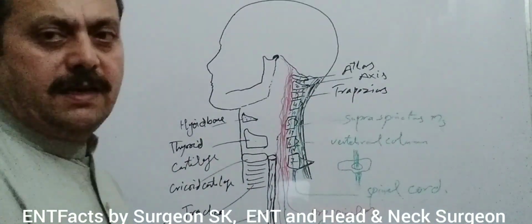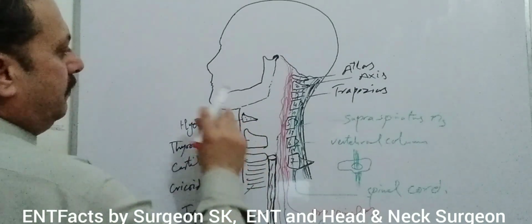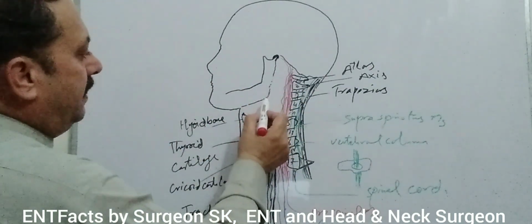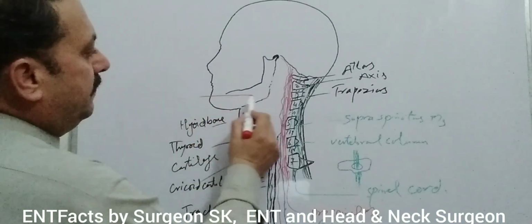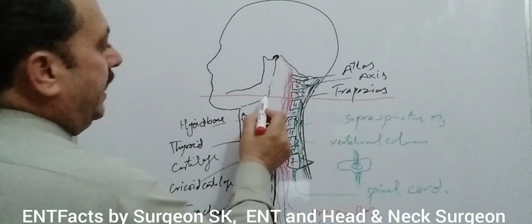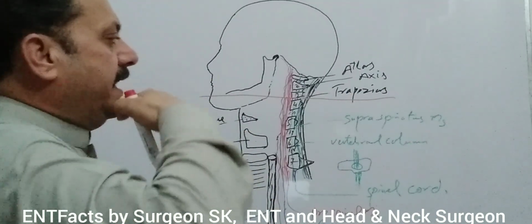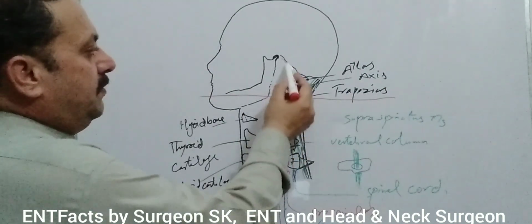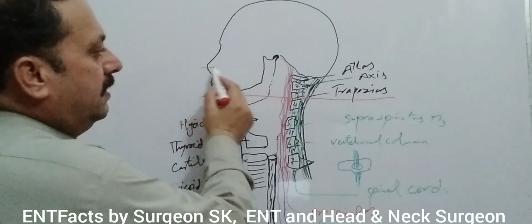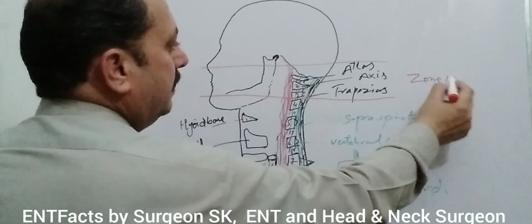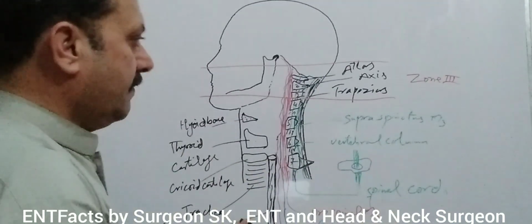Now, the area which I wanted to visualize, which was not visible from the front, is this one. This is the angle of the mandible, a line passing through the angles of both sides of the mandible, and the area above this angle up to the base of the skull. This is actually zone 3 of the neck.